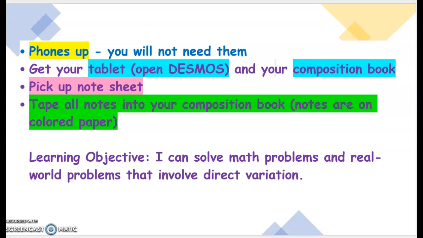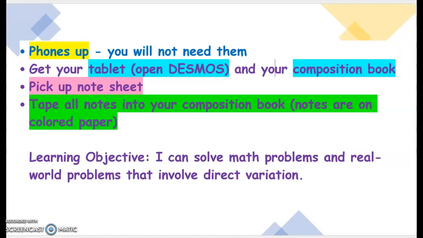There is a note sheet, so if you haven't picked it up, go ahead and do so. The note sheet looks like this. It's just one page, so if you haven't got it, either ask the sub or look around on the pink table and grab it. When you get a chance, hopefully today, I want you to take a minute and tape all your notes into your composition book. Our notes generally are on colored paper or they have notes written up at the top. So take a minute and get organized.